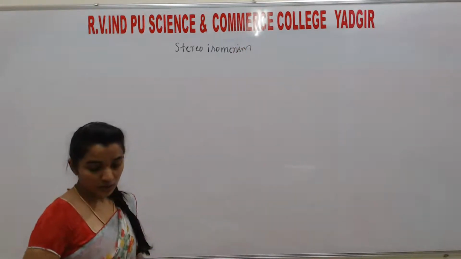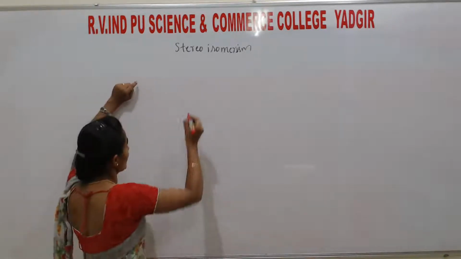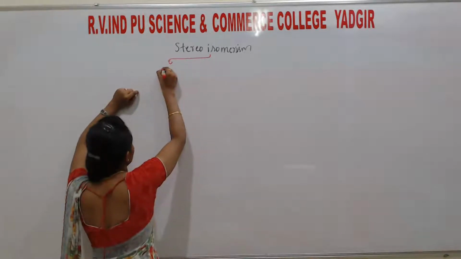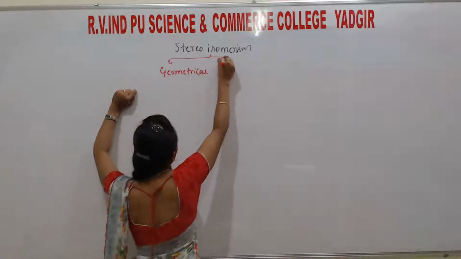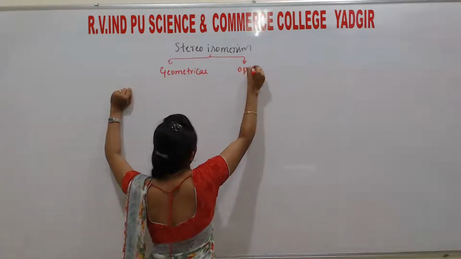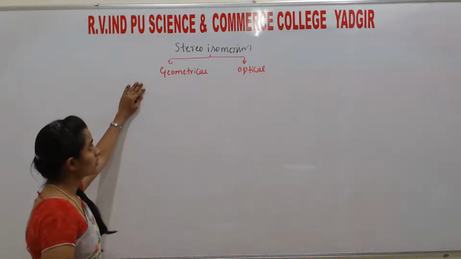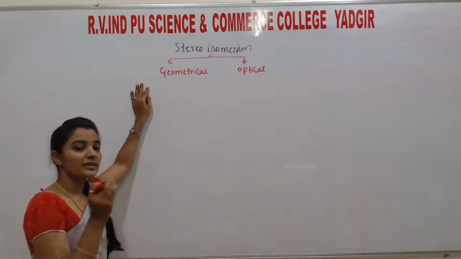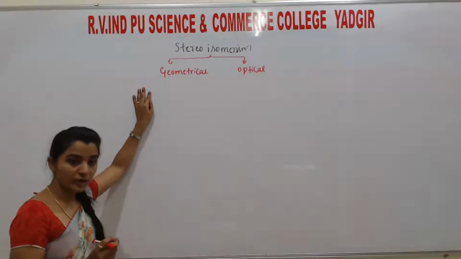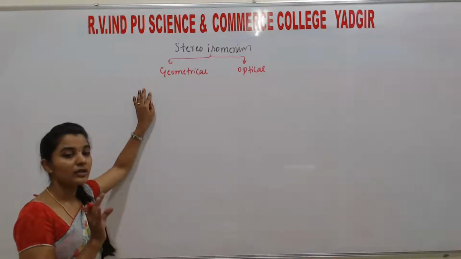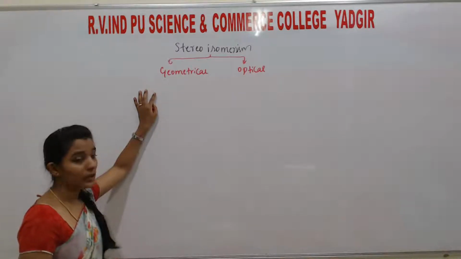Okay, so here in this stereo isomerism, two types are there, as I told you: geometrical and optical. Okay, students. So geometrical isomers means the compounds having the same molecular formula, same structural formula, but differ in the arrangement of atoms in the three-dimensional space. So that is called a geometrical isomer.